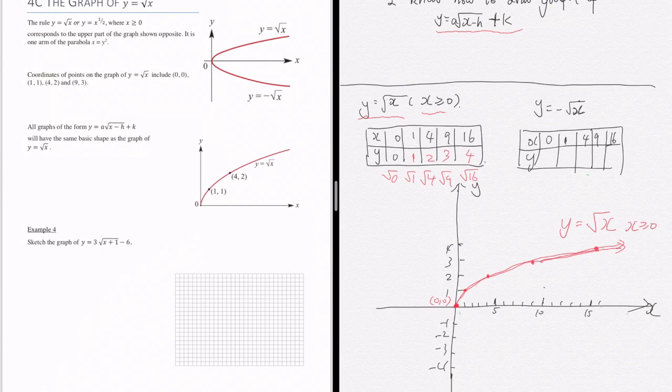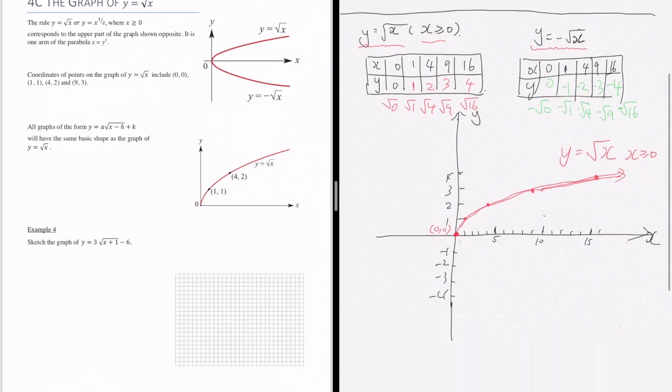And then coming back to our second table, y is equal to negative square root x. We're going to do the same thing to calculate the corresponding y value for each of the x values. So when x is equal to 0, negative square root 0 is 0, negative square root 1 is negative 1, negative square root 4 is negative 2, negative square root 9 is negative 3, and negative square root 16 is equal to negative 4.